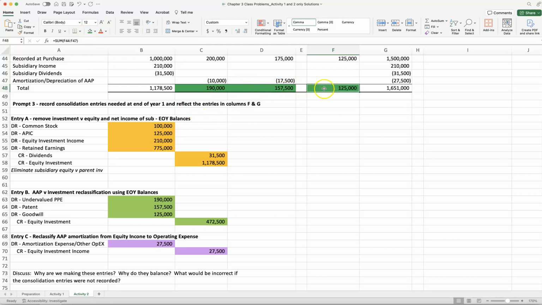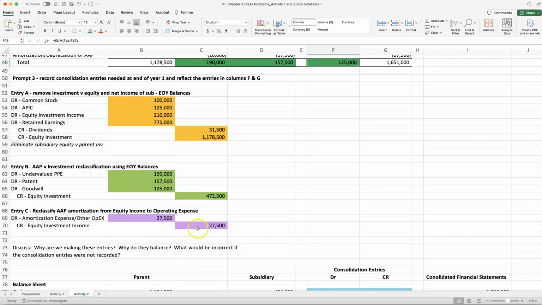And notice I'm using the end of year amounts here. That deviates from the book. This is where I think the book is a little confusing. So I like to use the end of year amounts here so that I can keep that equity investment income account nice and clean when I'm doing consolidation.